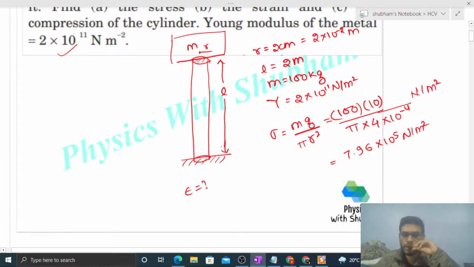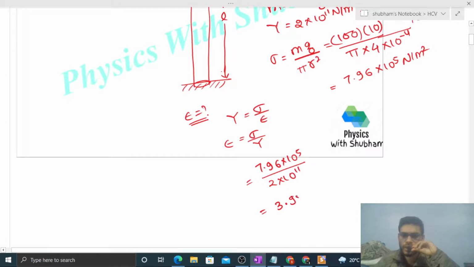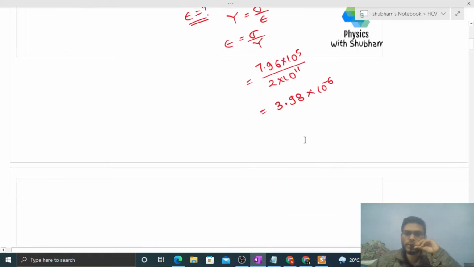Then what will be the value of strain? See, Young's modulus is simply stress by strain. So strain will be stress divided by Young's modulus. So stress is 7.96 into 10 raised to the power 5 divided by Young's modulus, 2 into 10 raised to the power 11. So you can easily calculate this value. This will be 3.98 something into 10 raised to the power minus 6. So this will be the value of strain.